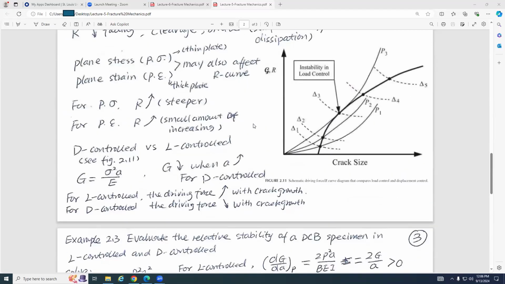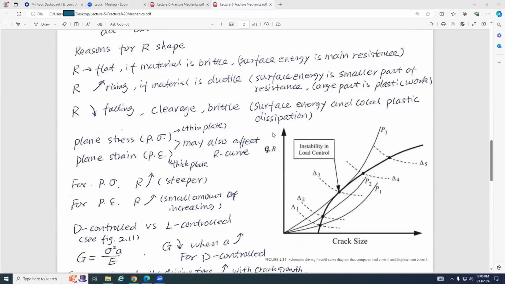Okay, then we talk about the displacement control and the load control. Here, this is the crack size. You can see how, for the displacement control and for the load control, G and R are changing with respect to crack size, based on this figure.